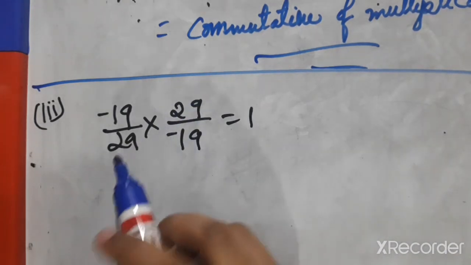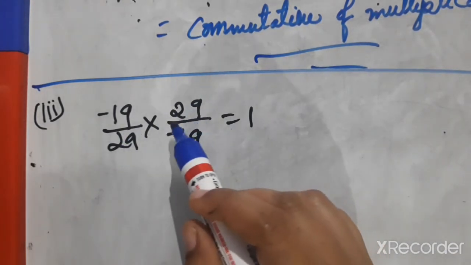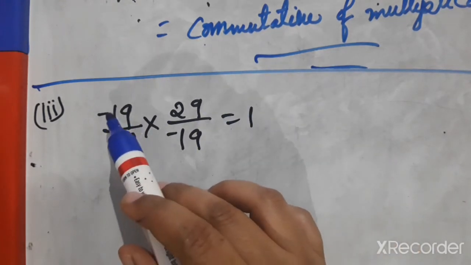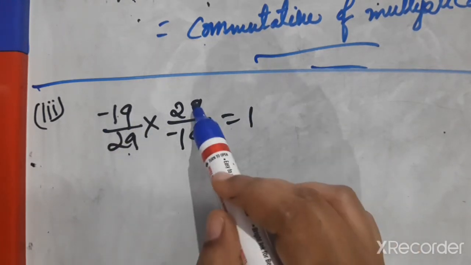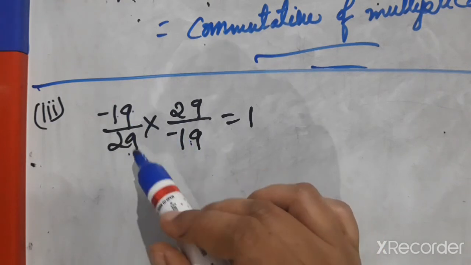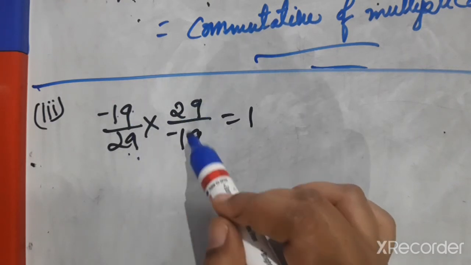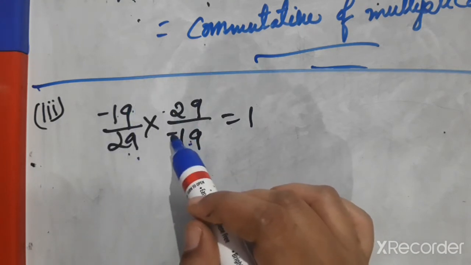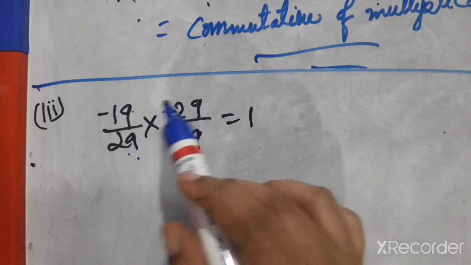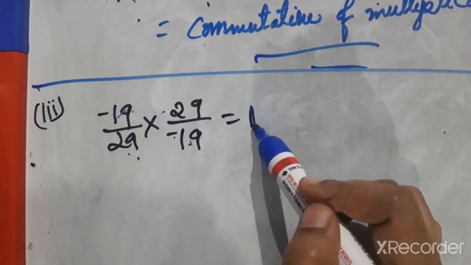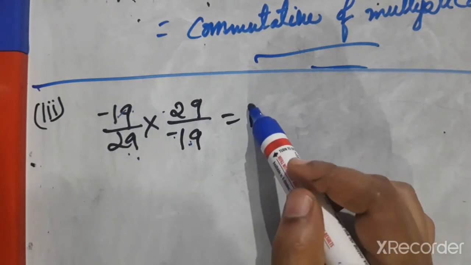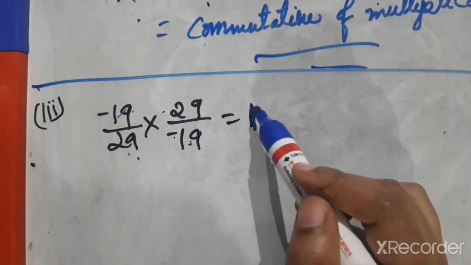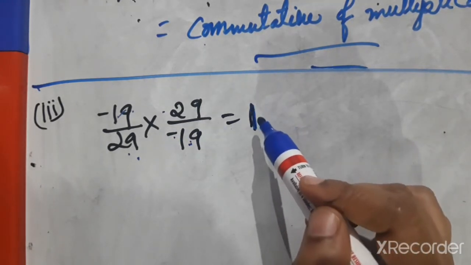So here, third question: minus 19 by 29 into 29 by minus 19 equals 1. Here minus 19 by 29 is the reciprocal. Minus 19 by 29 becomes 29 by minus 19. So we can write the symbol in the numerator or on this side, which means after cancellation we should get the answer as 1. Multiplicative inverse means that after the product of two numbers, we should get 1.